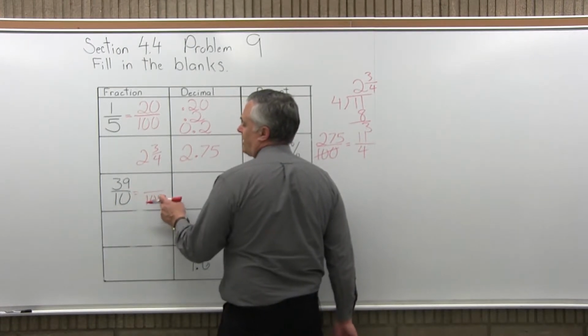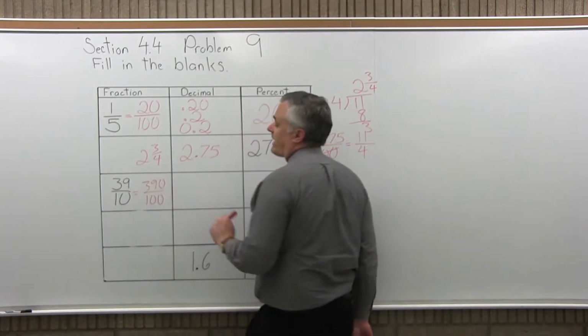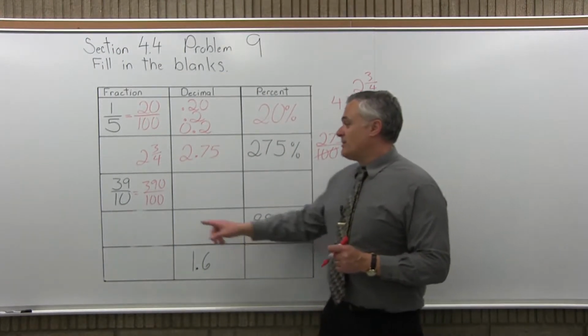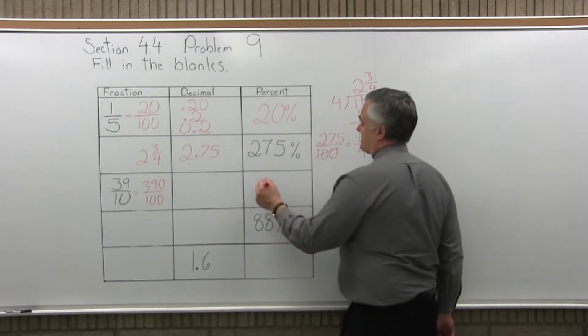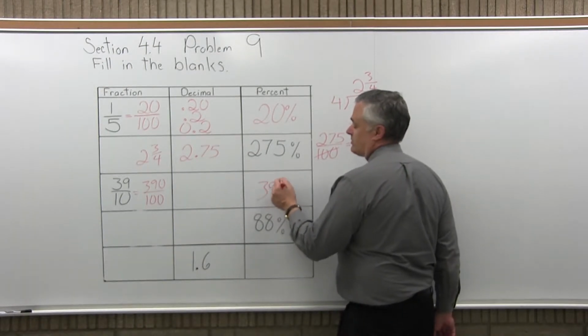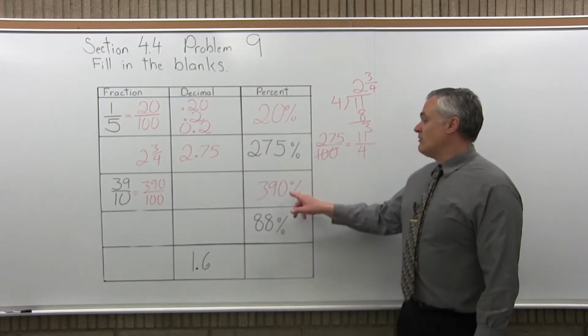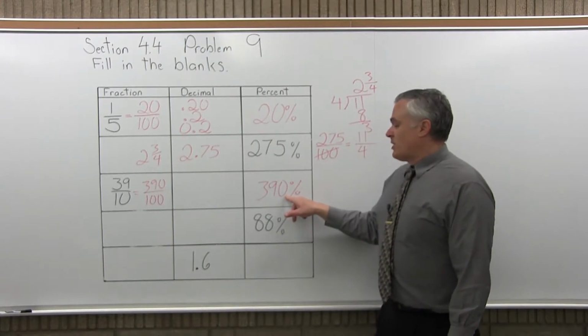10 times 10 made 100, so the numerator of 39 times 10 would be 39 with a 0 after it, or 390. Now that I have a denominator of 100, to make a percent is super easy. When the denominator is 100, the percent's the numerator. So the numerator is 390, so the percent's 390%. Piece of cake.